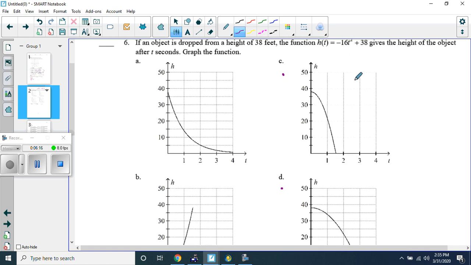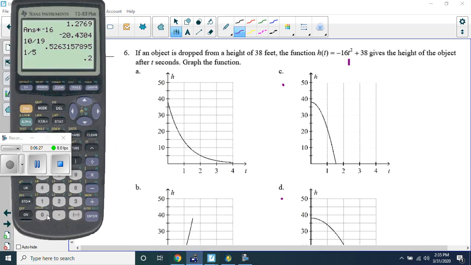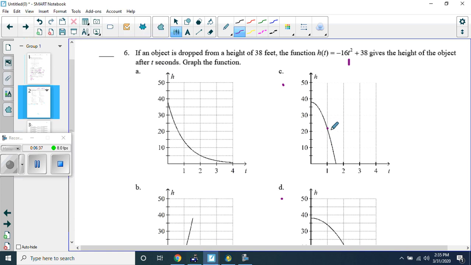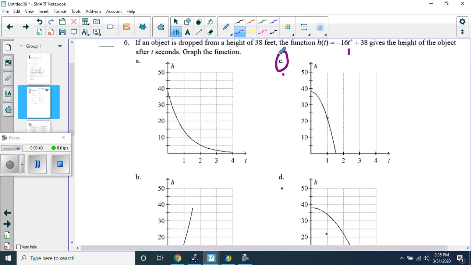So this is a little tricky. If we put a 1 in here, we get negative 16 plus 38. And then we have to figure out what that is. And I'm going to use my calculator to do that. 38 minus 16. That's going to give me 22. So this should be at 22, which it is. And this one here is at 22 is right here. So it has to be choice C.